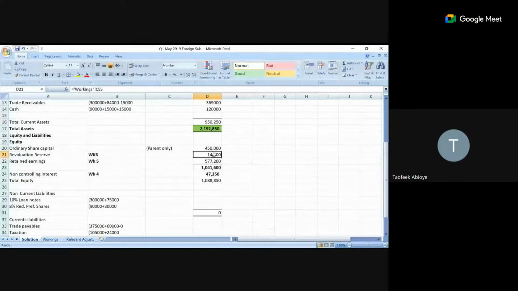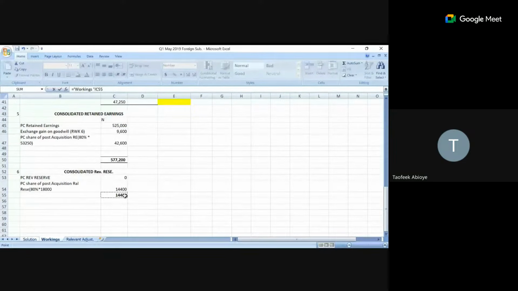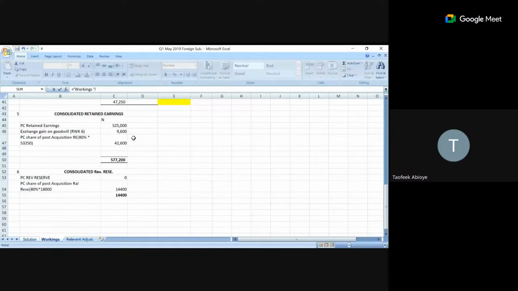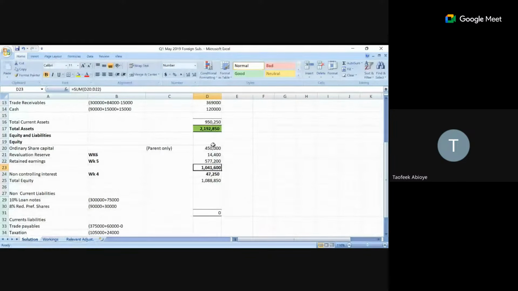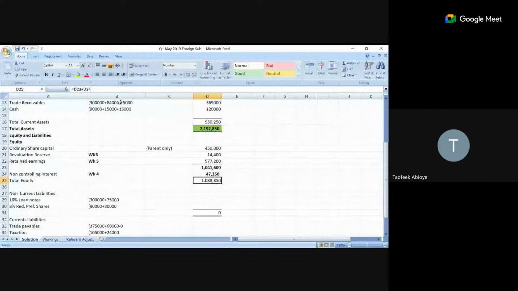Okay, I've already linked this. I've linked my revaluation reserve. You know, it's coming from working note 2. My revaluation reserve from working note 2. Then my retained earnings, I've also linked this too. This is my retained earnings. Then my NCI from working note 4. I also have this too.